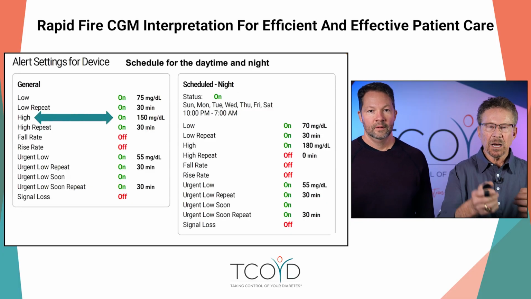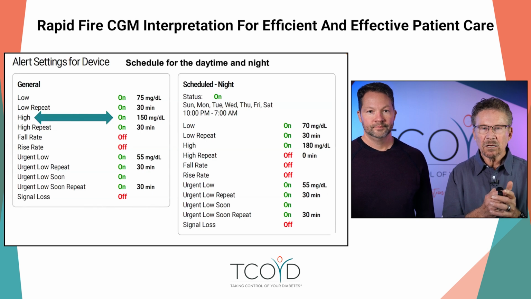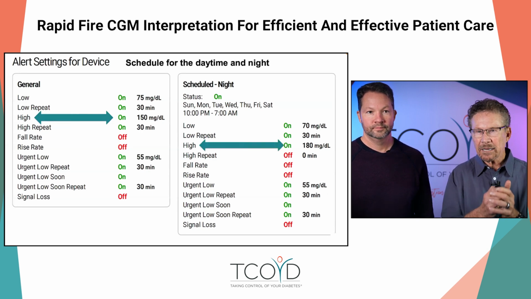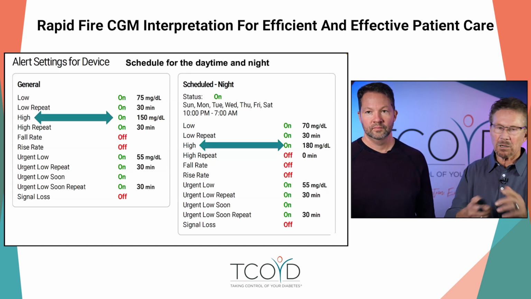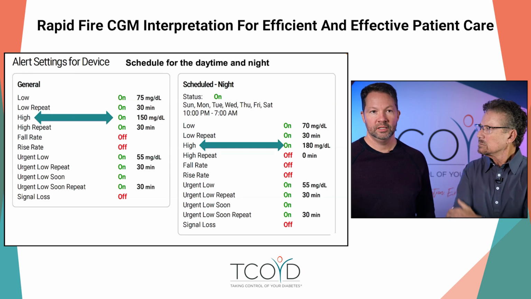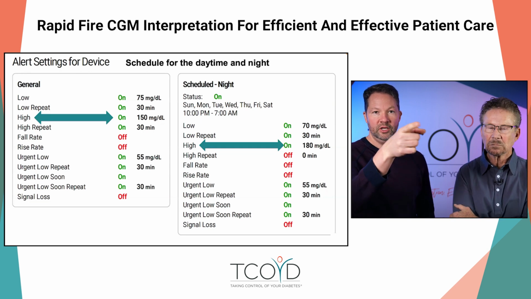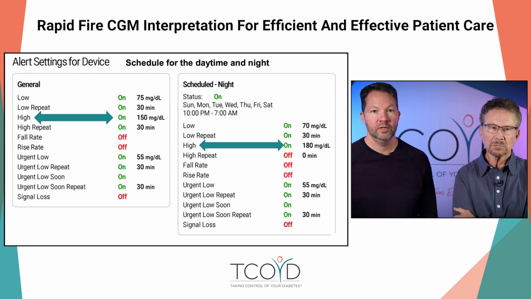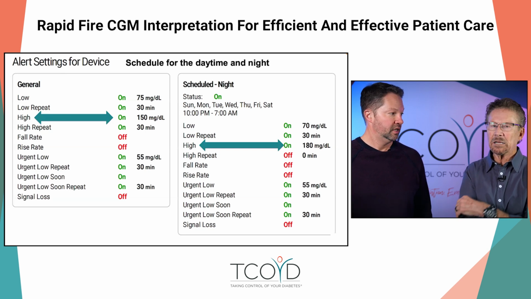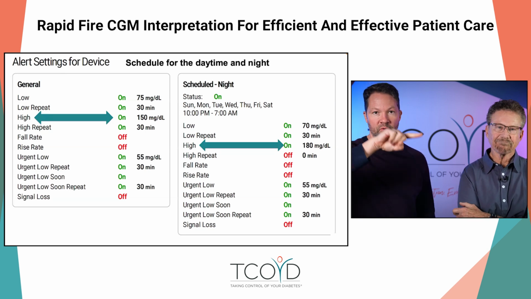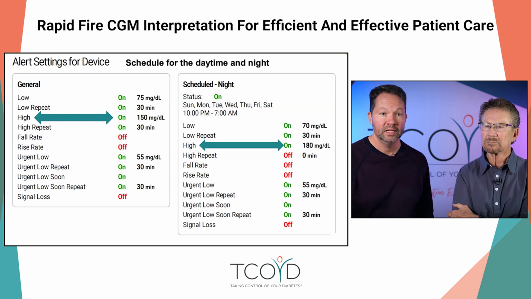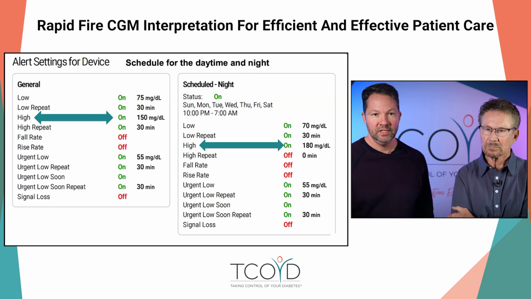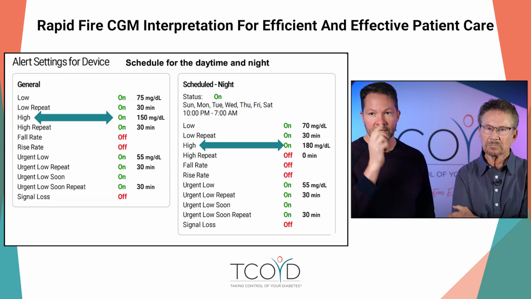Here's the upper limit set at 150 during the day, and then from 10 o'clock at night to 7 a.m. we make it higher so that it doesn't bug them during sleeping. So everyone's individual. The other thing you have is the repeats. Here you have the high at 150, the high repeat at 30 minutes. For me, that's too often. It takes a while for it to come back down if you're going up. So the high repeat we usually have at 2 hours, something like that. The low repeat, usually 15 minutes or something, because you want to be reminded.